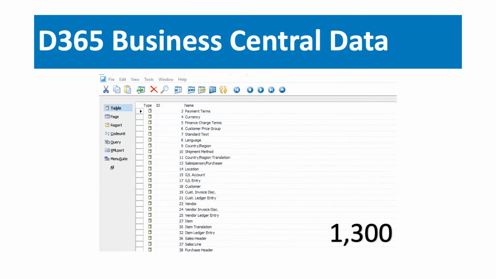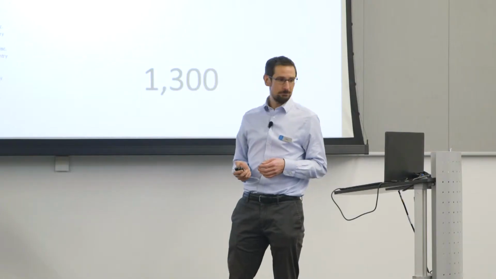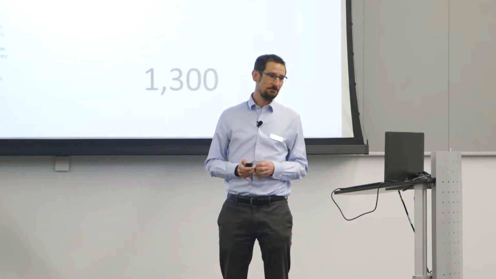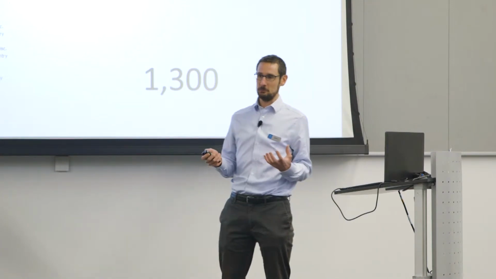So it's tables. And you can see each table there, payment terms, currency, finance charge terms, all very interesting. Now they're all joined in this, but they are separate. So your customers is a table that holds data about your customers. Your items hold your items. Your resources hold your resources. But there's 1,300 of them in the database. And so it's quite difficult to be able to conceptualize that and understand it.